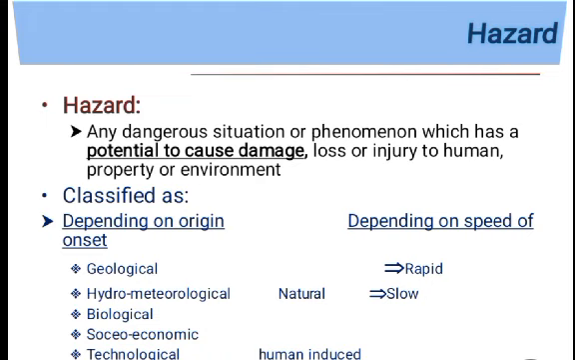Depending on origin: geological, hydrometeorological, biological, socio-economic, and technological. Technological is human-made; hydrometeorological is natural. Depending on speed: rapid or slow.